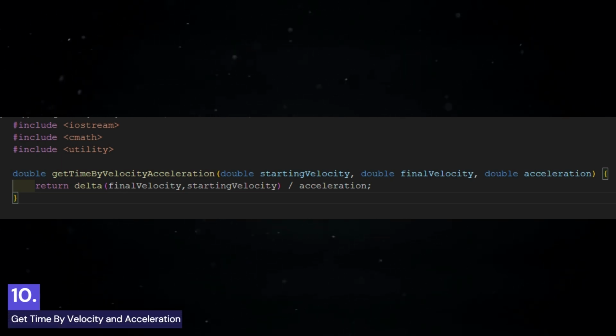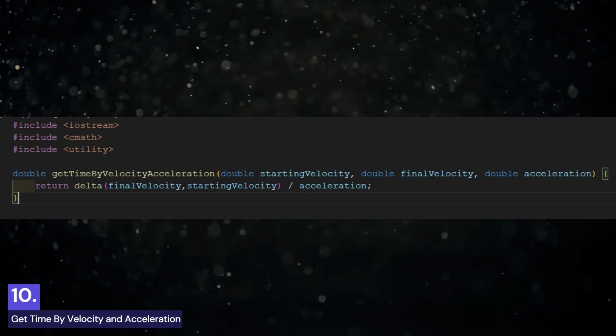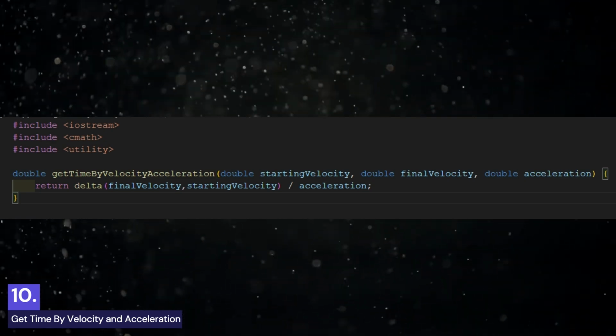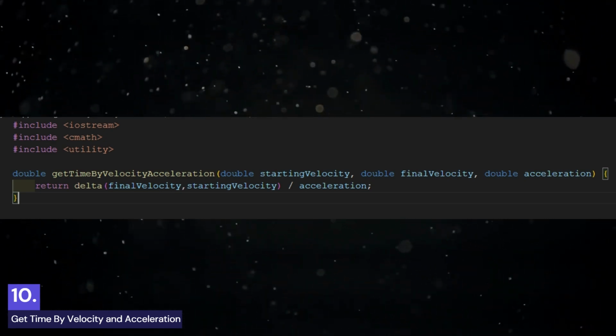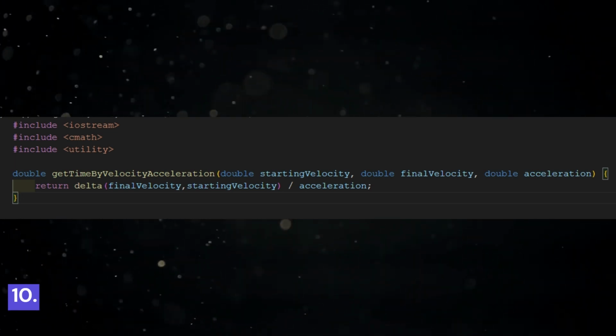Finally, the getTimeByVelocityAcceleration function computes the time required to change velocity with a given acceleration. It uses the formula for getting the change in velocity divided by the acceleration.